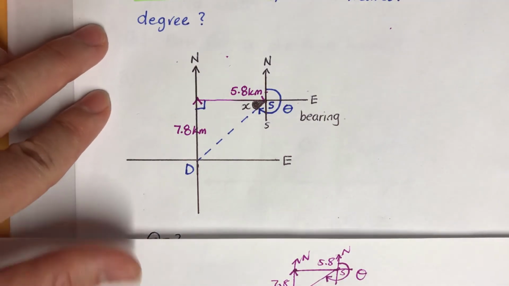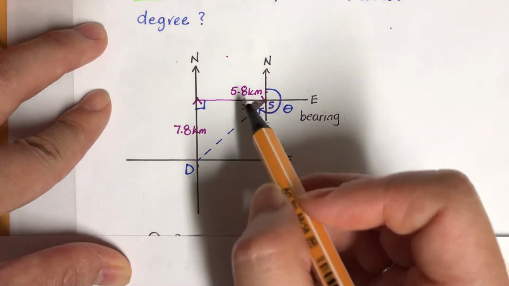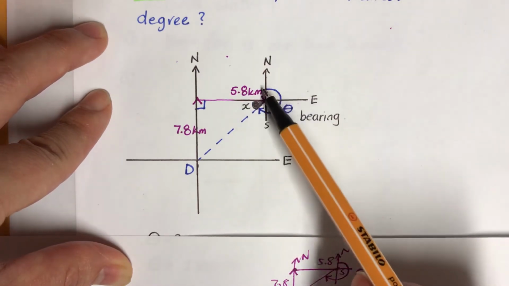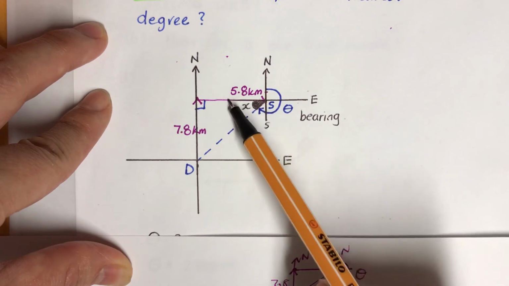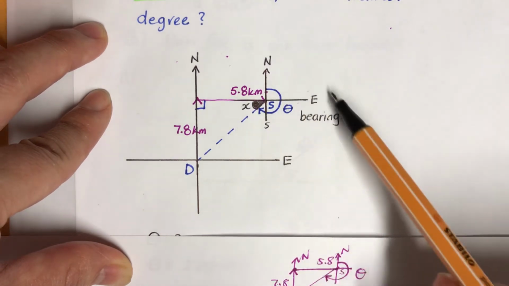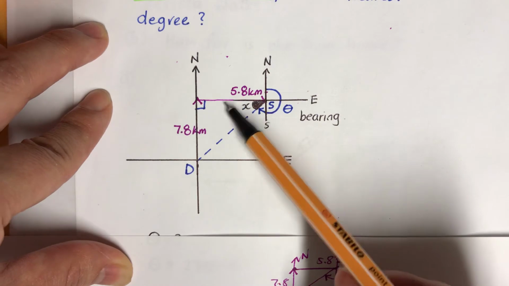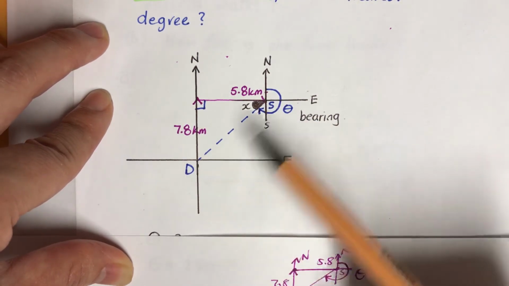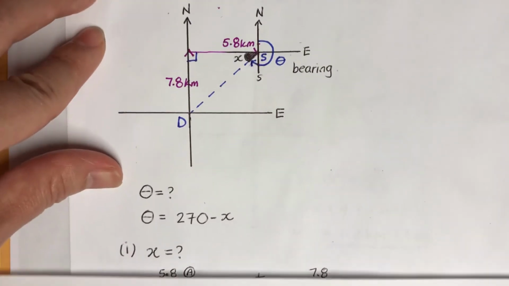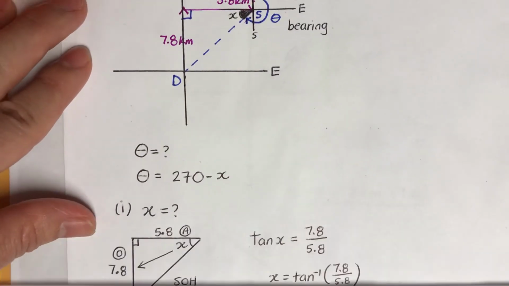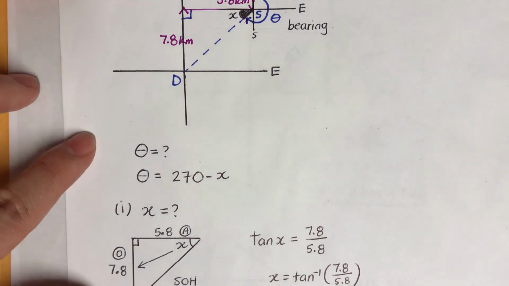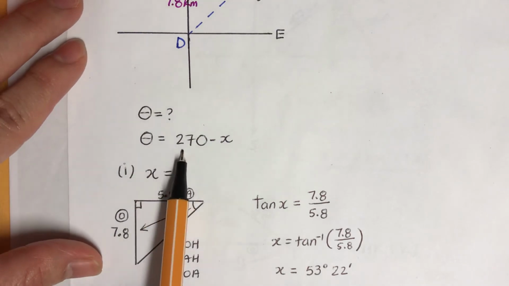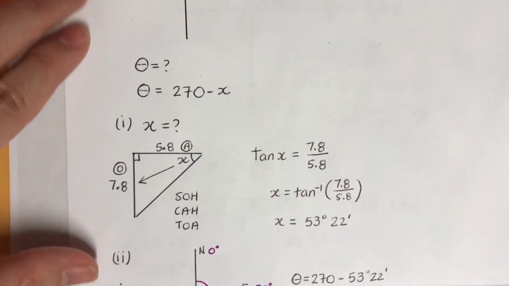Okay, so if I can find x here, I can take that x away from 270, isn't it? Because it's 0, 90, 180, 270. Then I can find the bearing of depot from station. Okay, so let's do that. So first part is the bearing will be 270 take away x. Yes, that's what I was explaining to you.